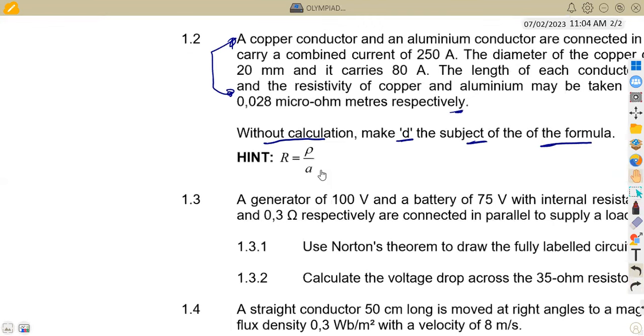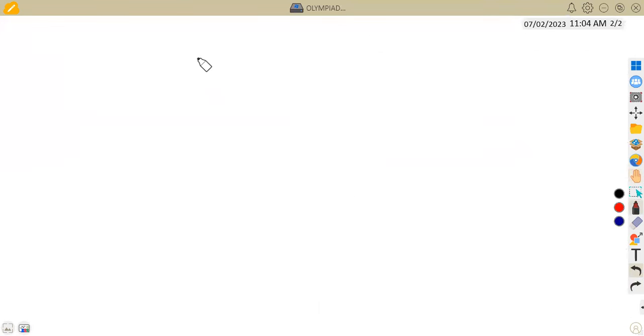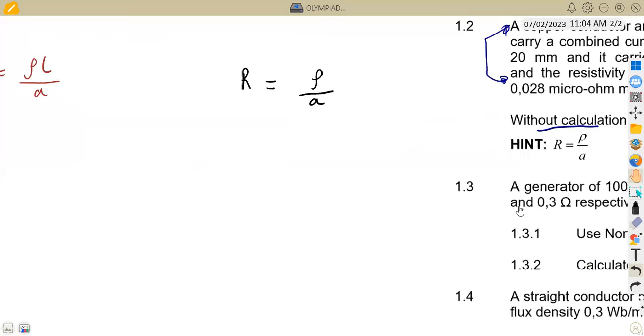We are given that R is equal to rho over area, whereas we know that R is equal to the resistivity times the length over the area. But here we were given our formula as resistance is equal to resistivity over area. So according to what you were given, this is a hint.